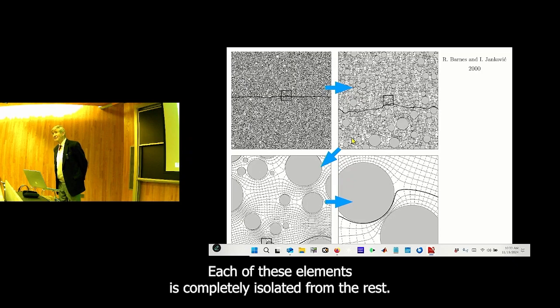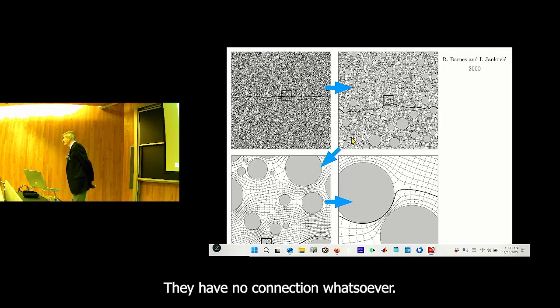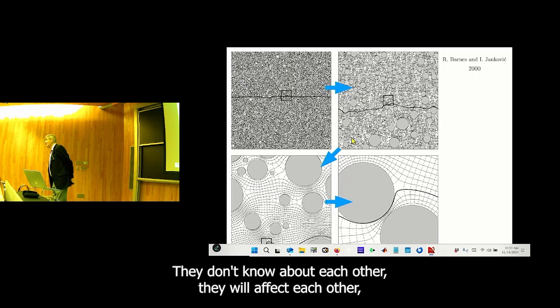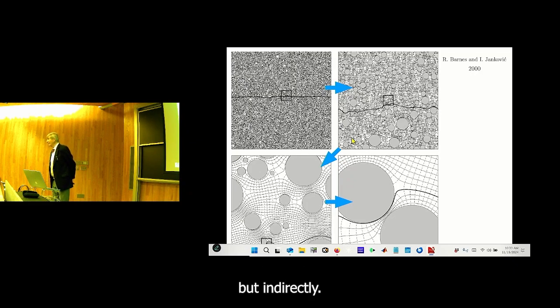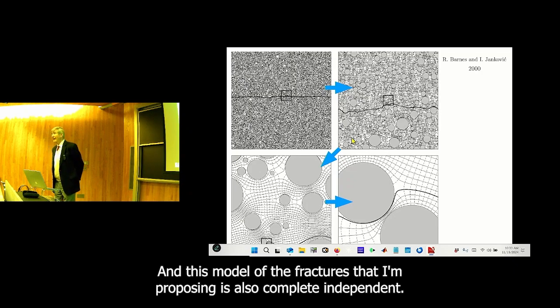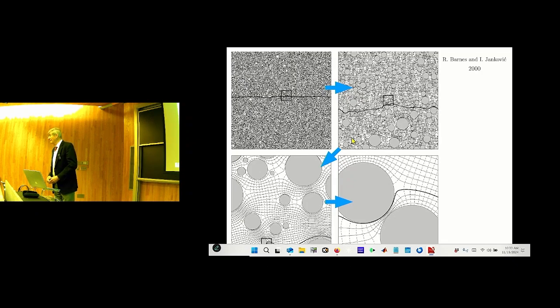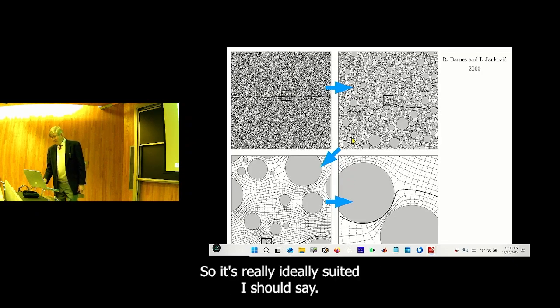Each of these elements is completely isolated from the rest. They have no connection whatsoever. They don't know about each other. They will affect each other, but indirectly. So they're completely separate. And this model of the fractures that I'm proposing is also completely independent. These fractures only know each other where they intersect. So it's really ideally suited.